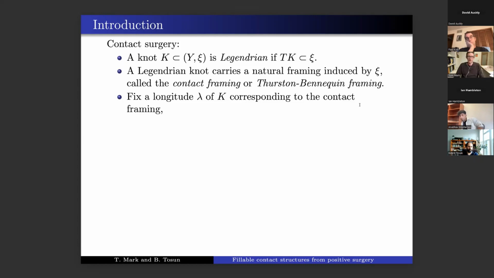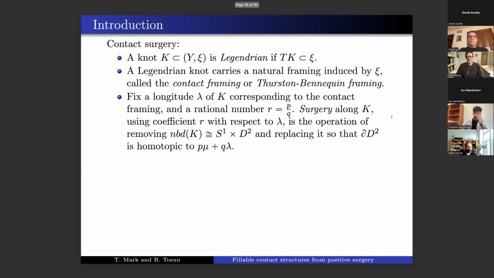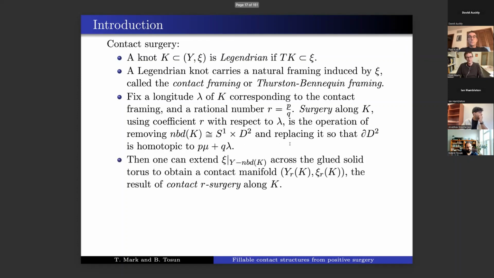So if you're going to do surgery, you trivialize the normal bundle, or trivialize the neighborhood. You take a longitude, and the standard thing to do in this situation is you take one corresponding to the framing that we just got from the contact structure. And you pick your rational number that's going to be your surgery coefficient, and you remove the neighborhood of the knot and replace it with another solid torus, so that the boundary of the disk is glued to p meridians and q longitudes, where lambda is this longitude.